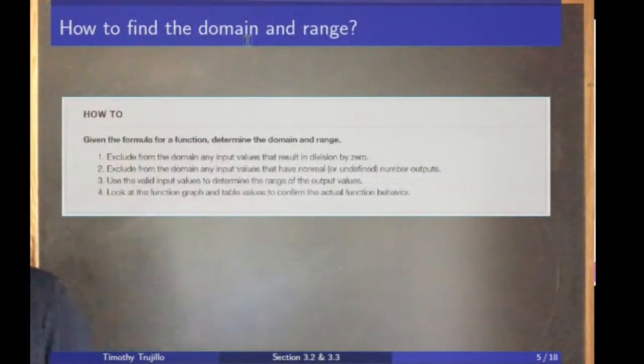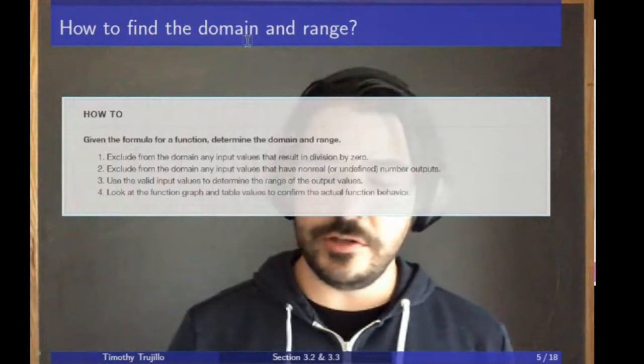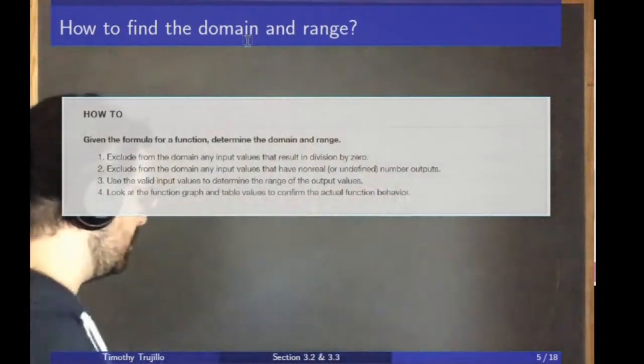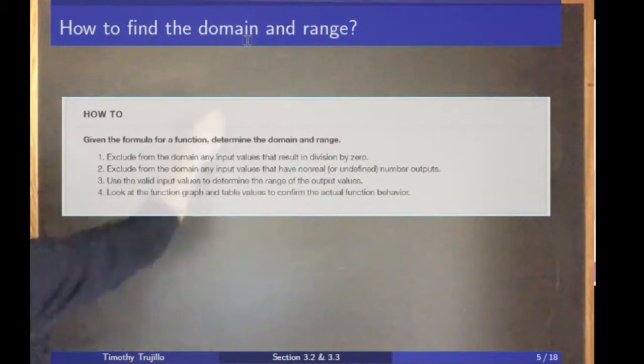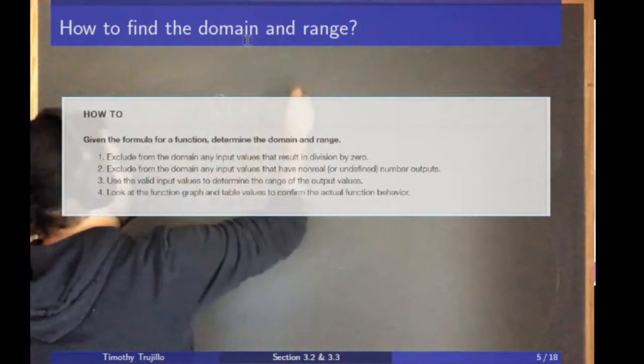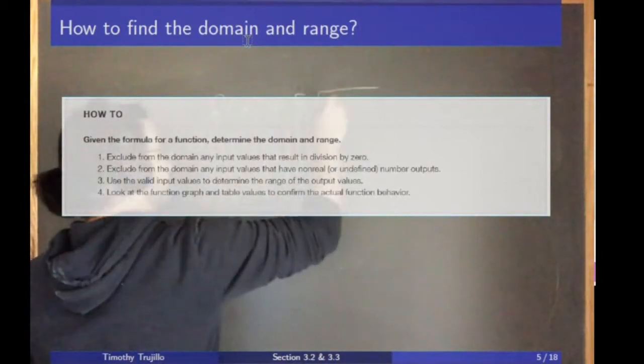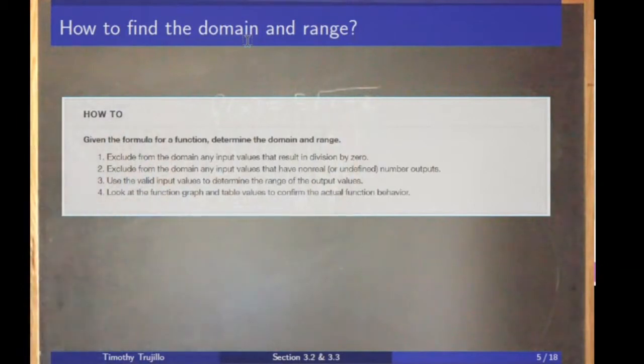Okay, so what do we have to be worried about when we're finding the domain and range? And this really is a question about the domain and range when you're given the function in terms of an equation. So for example, the first one we'll look at is the function f of x is equal to 5 times the square root of x plus 2, okay?